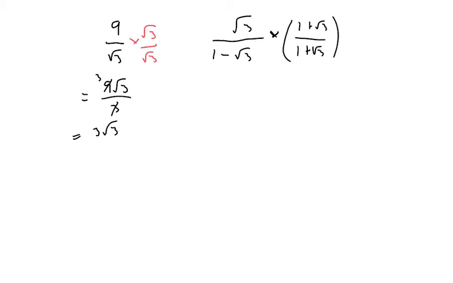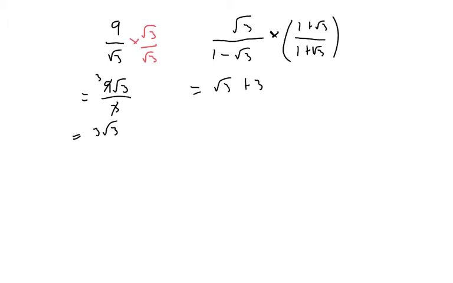Now, the reason why is because it turns into a difference of 2 squares, so we eliminate the surd when we multiply through. And we're multiplying by 1, so technically we're not changing it, nothing's going to happen. So what we do is we expand, so we get root 3 times 1 is root 3, root 3 times root 3 is 3.